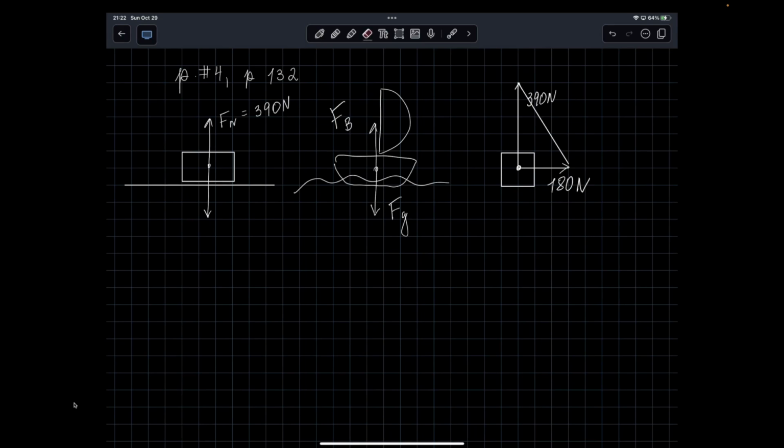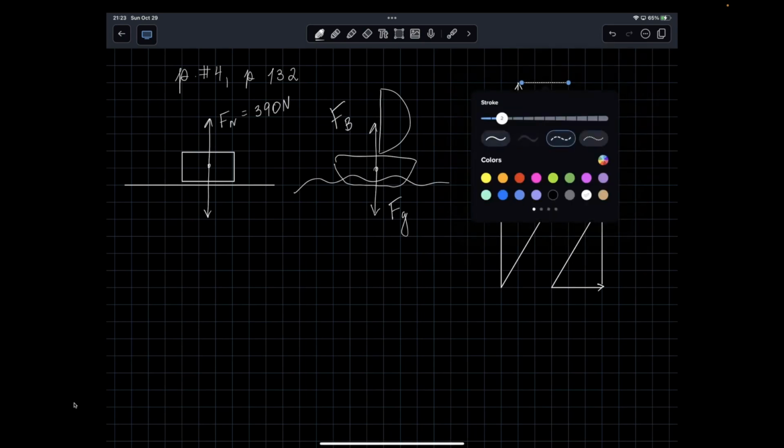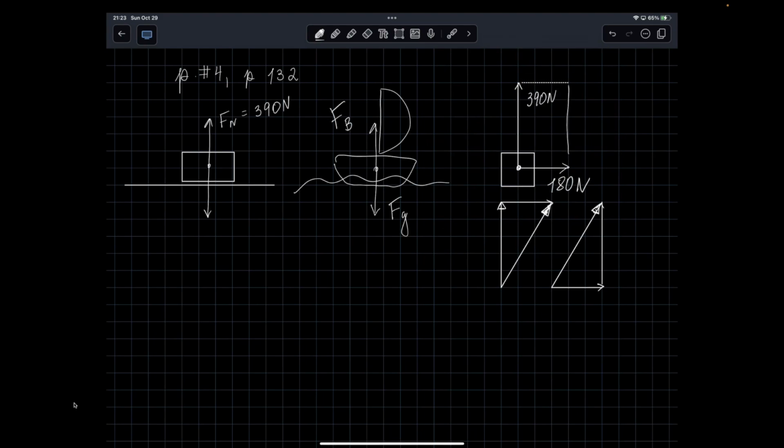Remember, since we're adding these, I could redraw. And remember when we talked about forces, I told you that we can also have what is called a parallelogram. In this case, it's actually going to be a rectangle. If I complete a parallelogram, or a rectangle in this case, the diagonal will be my hypotenuse in the redrawn triangle. So this red vector right here is what I'm after. That would be our net force.